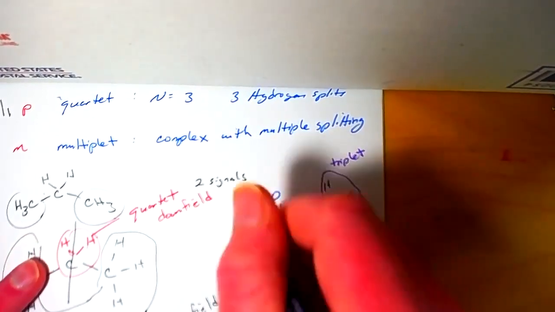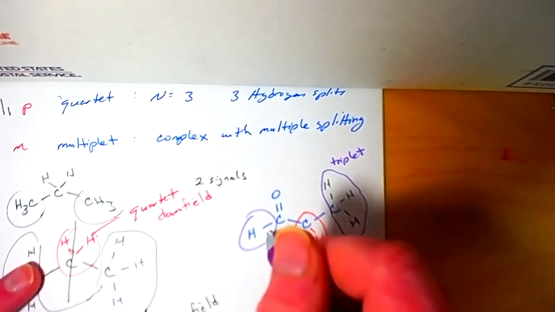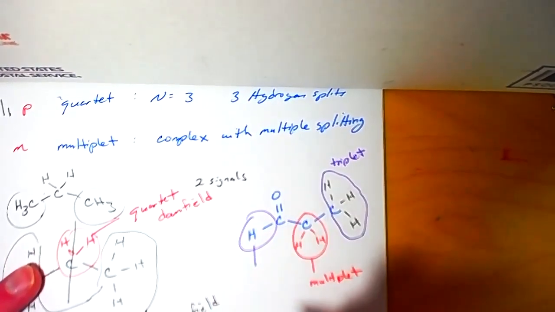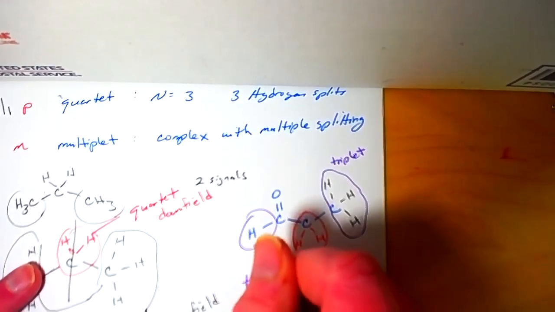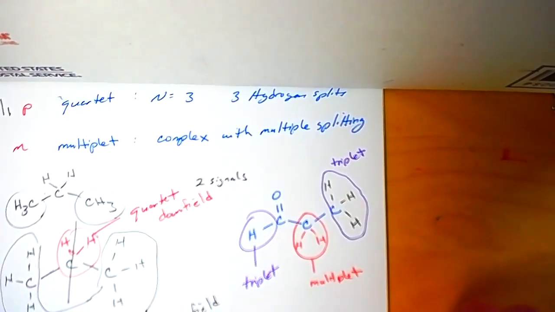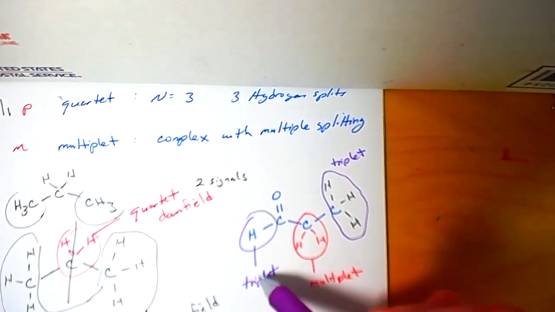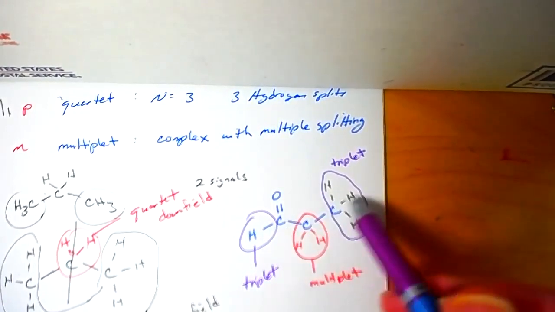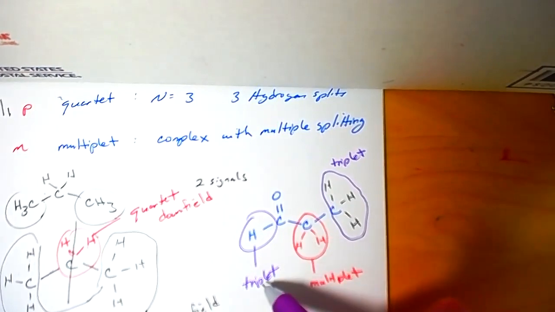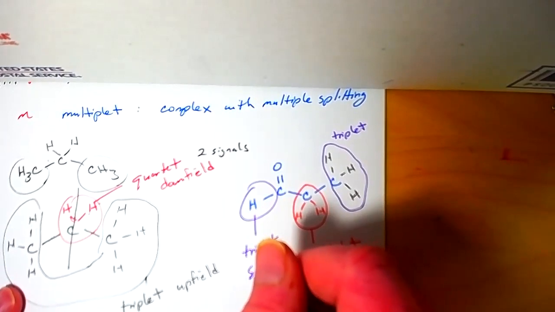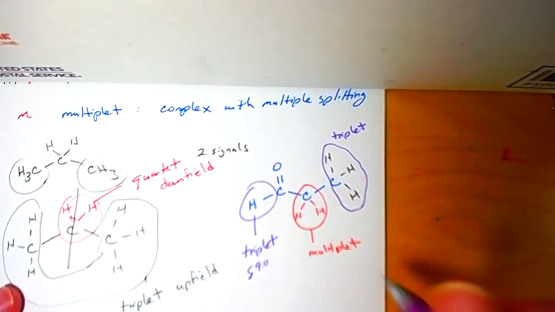And then the hydrogen here on the end is 1, 2, 3 bonds away from these 2 hydrogens. And so this hydrogen is going to show up as a triplet. So you're going to have a triplet, a multiplet, and another triplet. Now the way you're going to differentiate them is this hydrogen is going to be much further downfield than these. So I would expect this one to be probably between 9 and 10 parts per million.